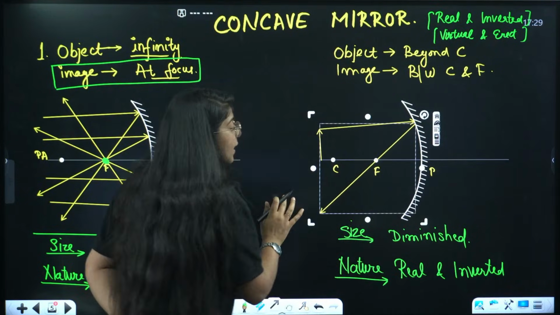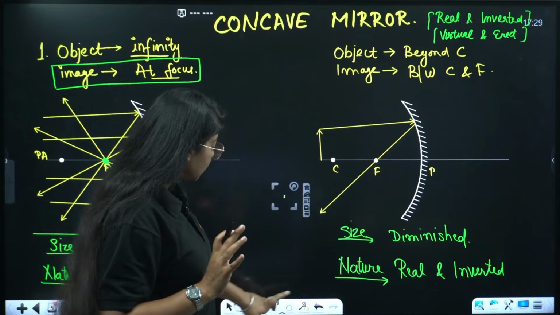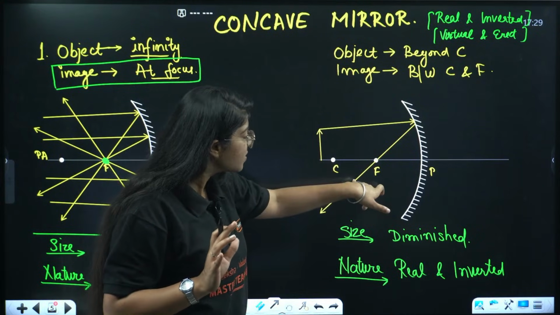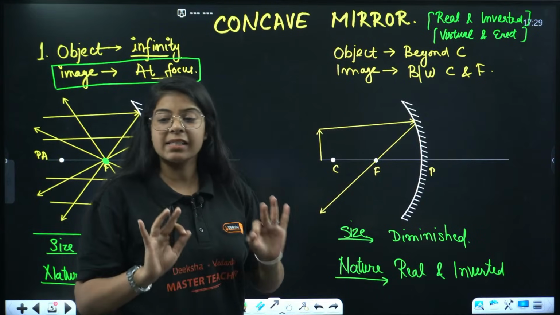Done. Then now I know I have to make another ray that should pass this first ray between C and F. Done.